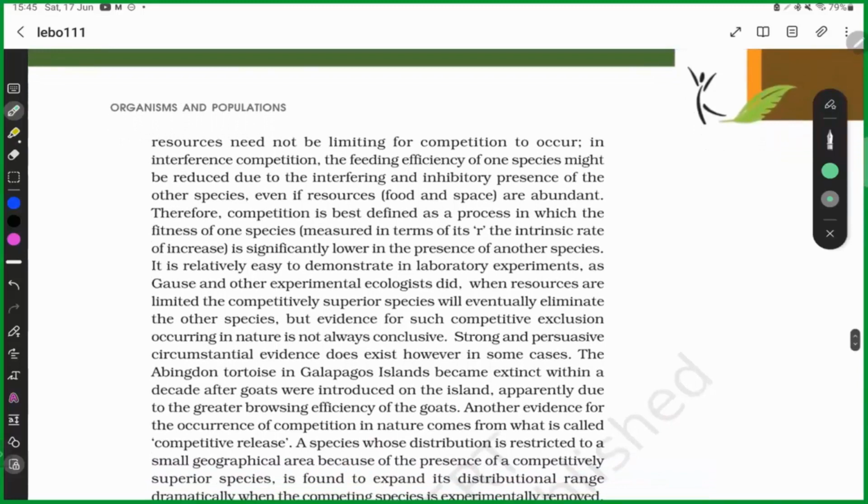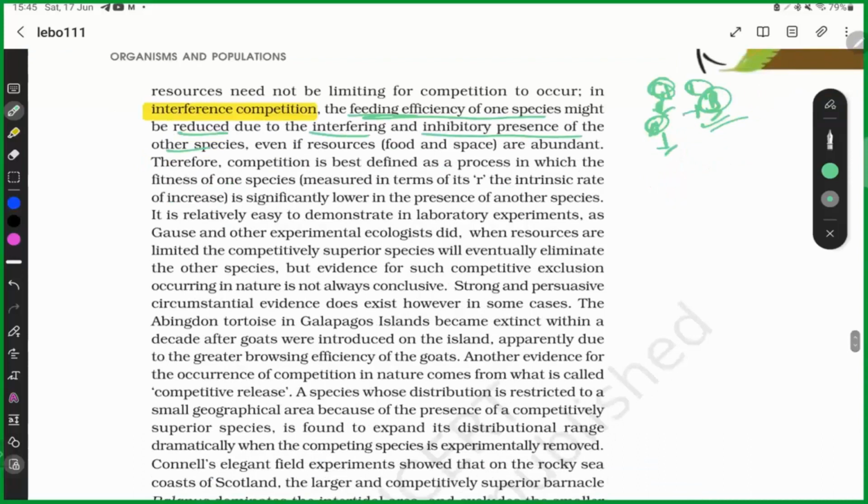What is interference competition? It means the feeding efficiency of one species might be reduced due to the interfering and inhibitory presence of the other species. So if there are two species, the feeding efficiency of species A is reduced due to the presence of species B. This is called interference. Because of the interference of B, the feeding efficiency of A is reduced.